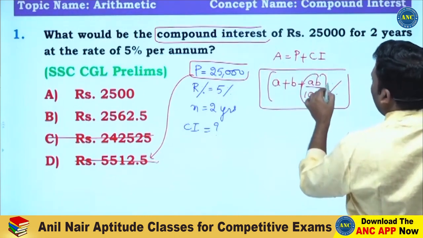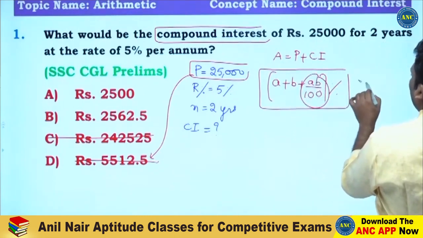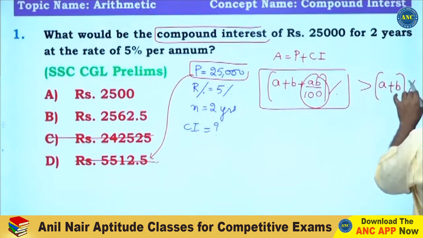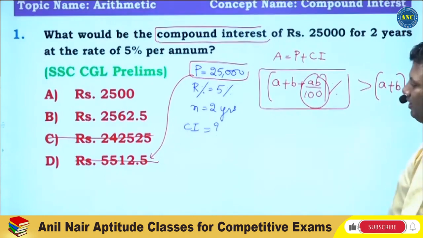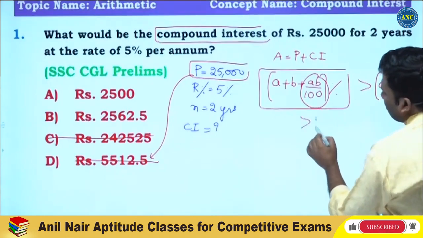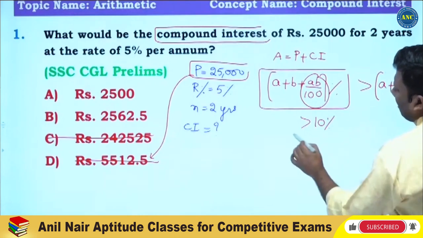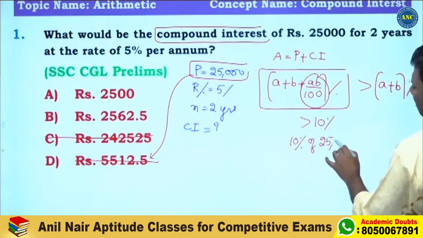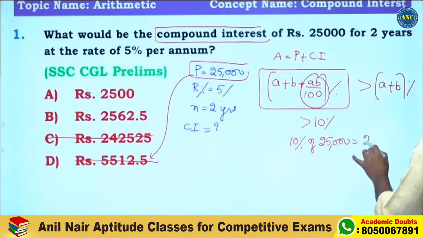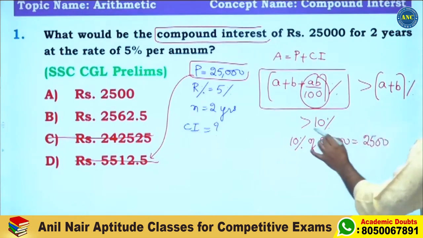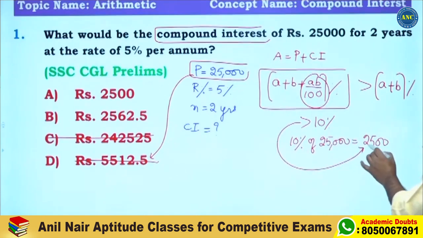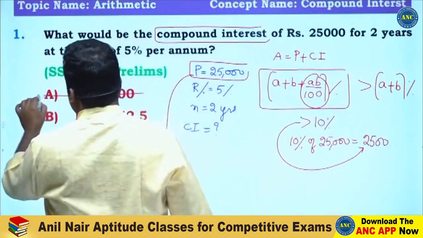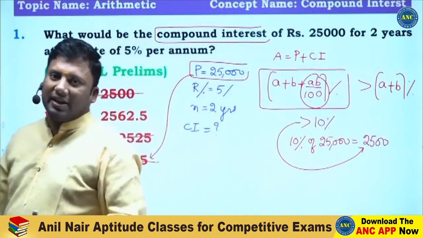AB by 100 is a very small value compared to A plus B. So A plus B plus AB by 100 percent is always greater than A plus B percentage. That means the answer should be just greater than 10%. 10% of 25,000 is 2,500. Answer should be just greater than 2,500. First option it is eliminated.